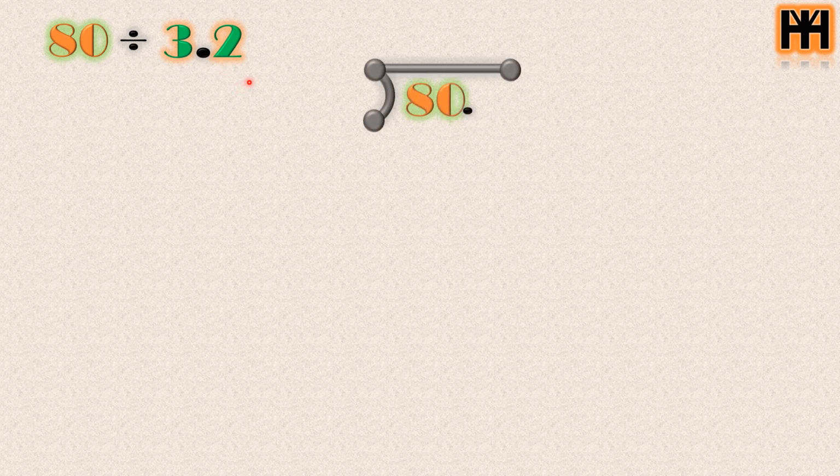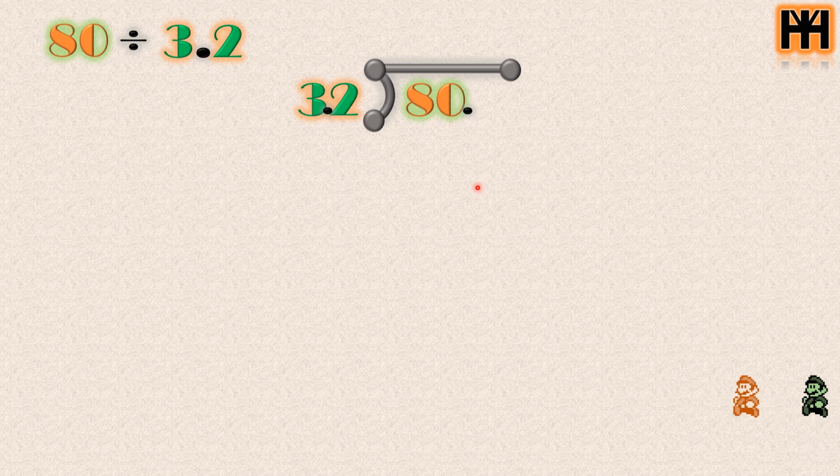First, we'll put the 80 and put its decimal point here. Then the 3.2 and its decimal point. Okay, in order to change anything in 3.2, this change must also be done in the 80. If we multiply 3.2 by 10, we must also multiply 80 by 10.